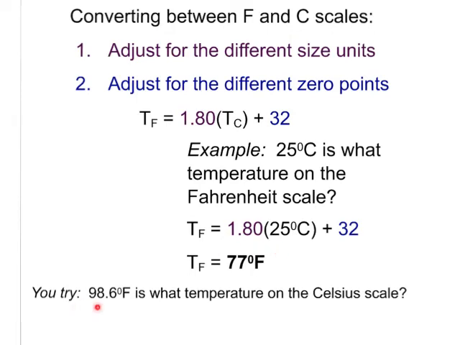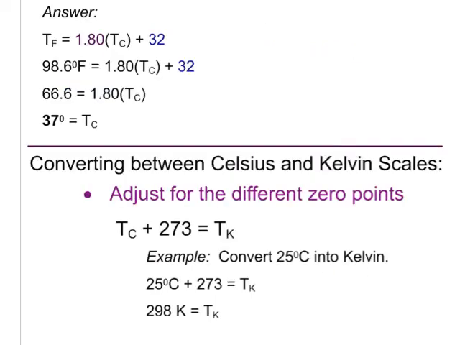So now you try. You read 98.6 Fahrenheit on your thermometer when you're taking your temperature. What temperature would that be on the Celsius scale? Answer would be 37 degrees Celsius.